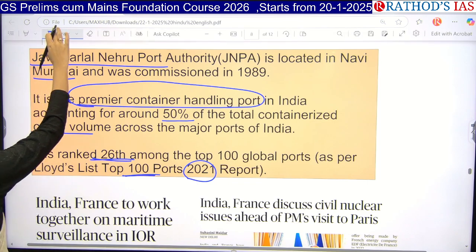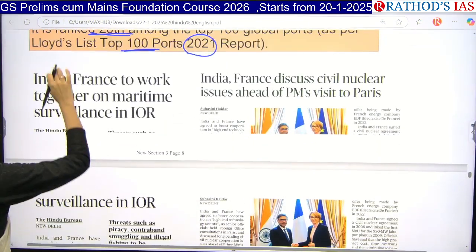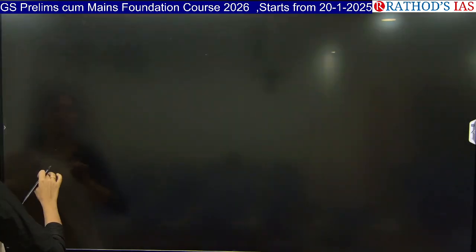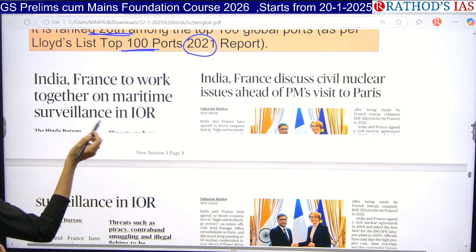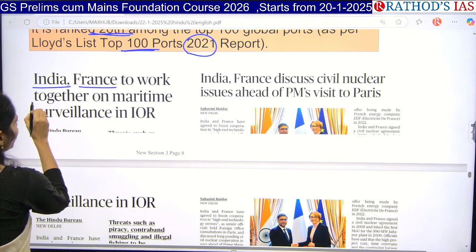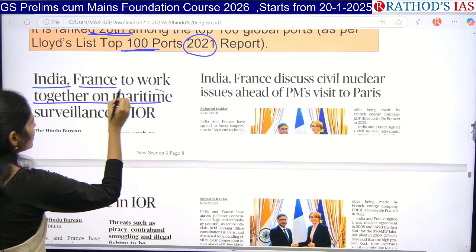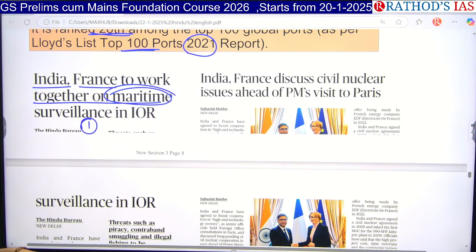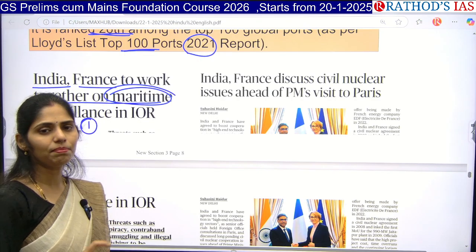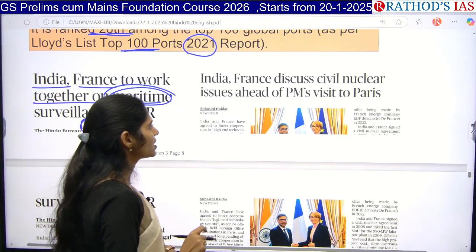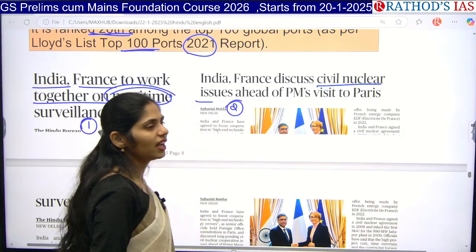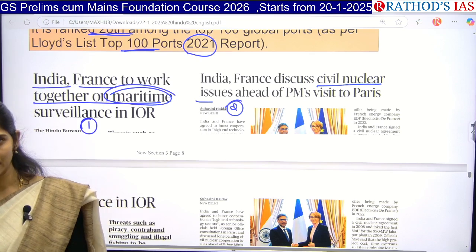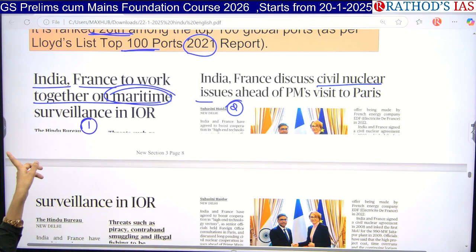Okay, now let us see other articles, guys. Here there are two articles in today's newspaper which talk about India-France relations. The two titles are: India-France to work together on maritime surveillance, and India-France discuss civil nuclear issues. So regarding India and France, we are going to have some developments in relations. First we are focusing on maritime surveillance, and next on civil nuclear issues.